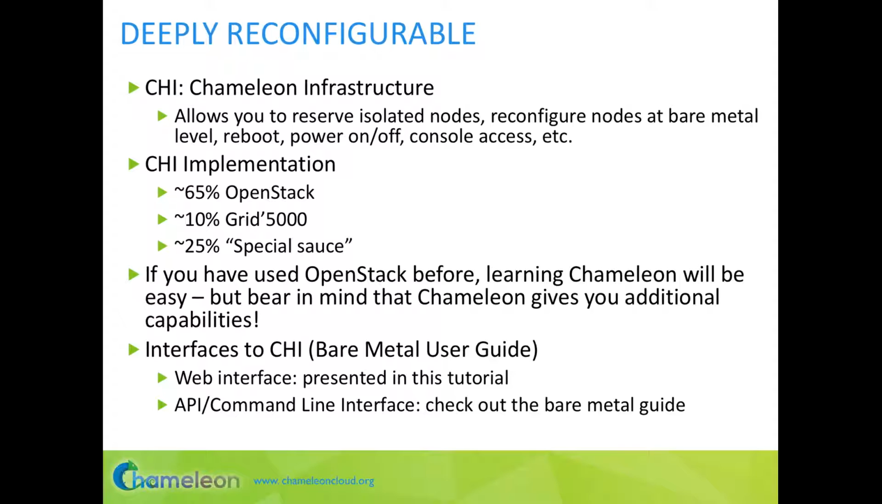How is all of this hardware configured, and how can you access it? We developed infrastructure called CHI, or Chameleon Infrastructure, which allows you to reserve isolated nodes, reconfigure nodes at bare metal level, reboot, power on or off, and have console access. There are 2 ways to use Chameleon: via the web interface, which we will mostly present in this tutorial, and via the command interface for advanced users, or if you want to use scripting.